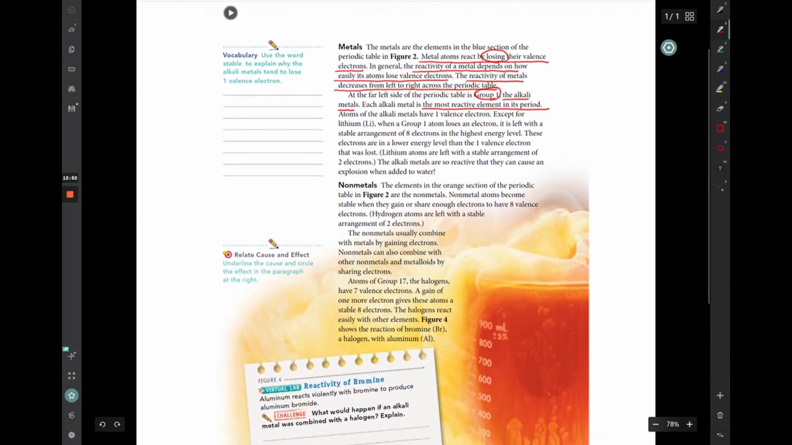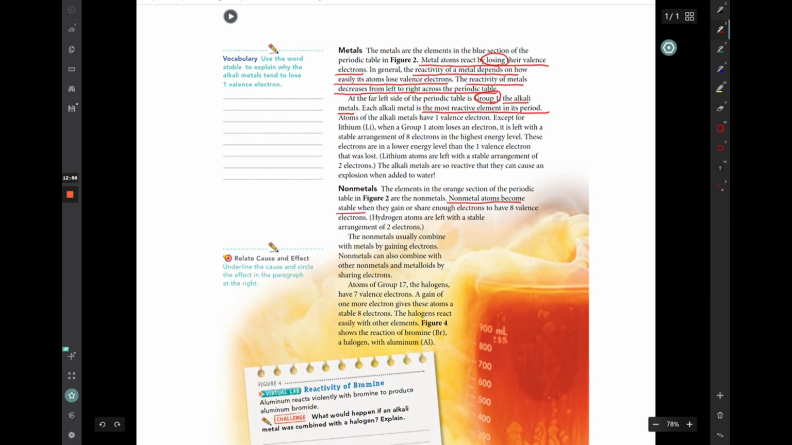Nonmetals become stable when they gain or share enough electrons to have 8 valence electrons. So the nonmetals usually combine with metals by gaining electrons. We just said that the metals tend to lose their electrons. The nonmetals tend to gain those electrons so that they can combine with the metals and form compounds. Nonmetals can also combine with other nonmetals and metalloids by sharing electrons. So the nonmetals will gain electrons from metals in order to combine with them. They will share their electrons with other nonmetals or metalloids in order to make compounds with them.